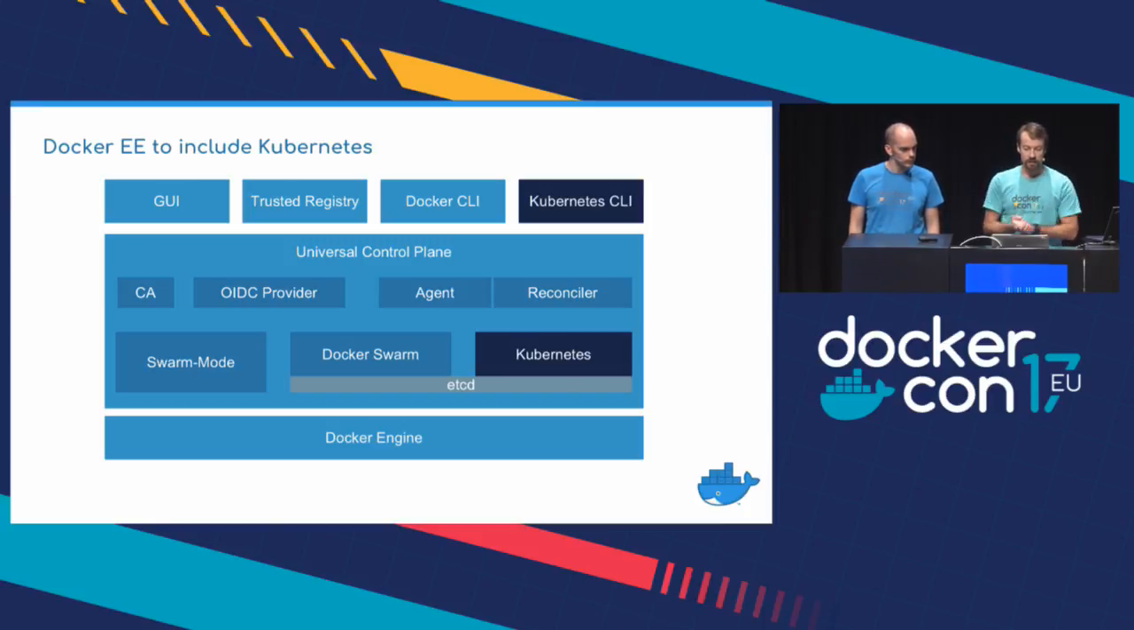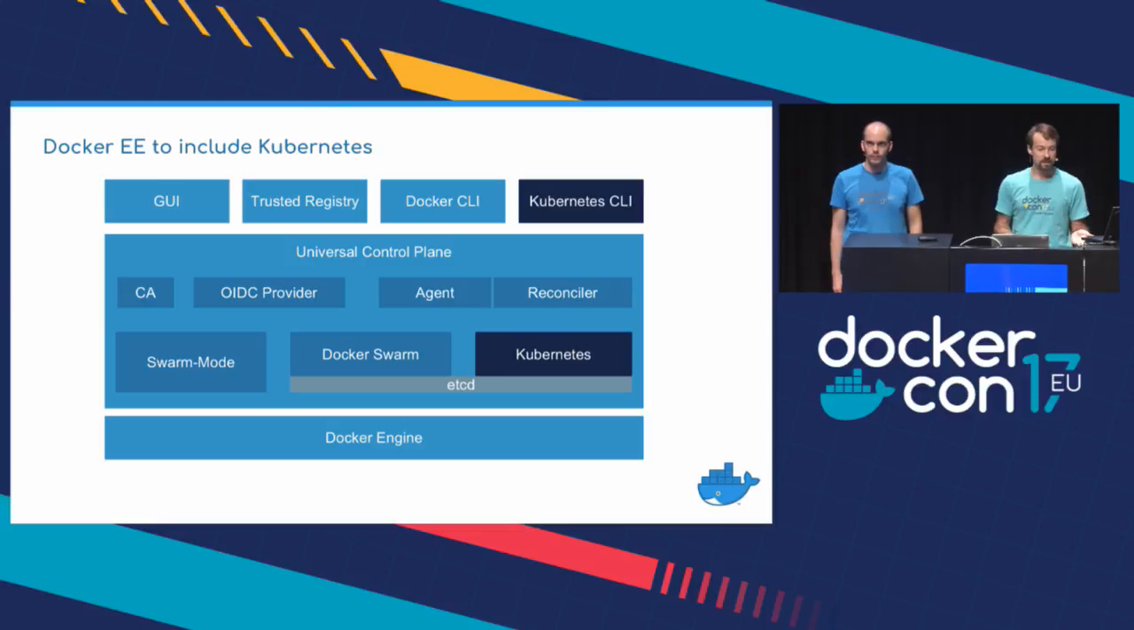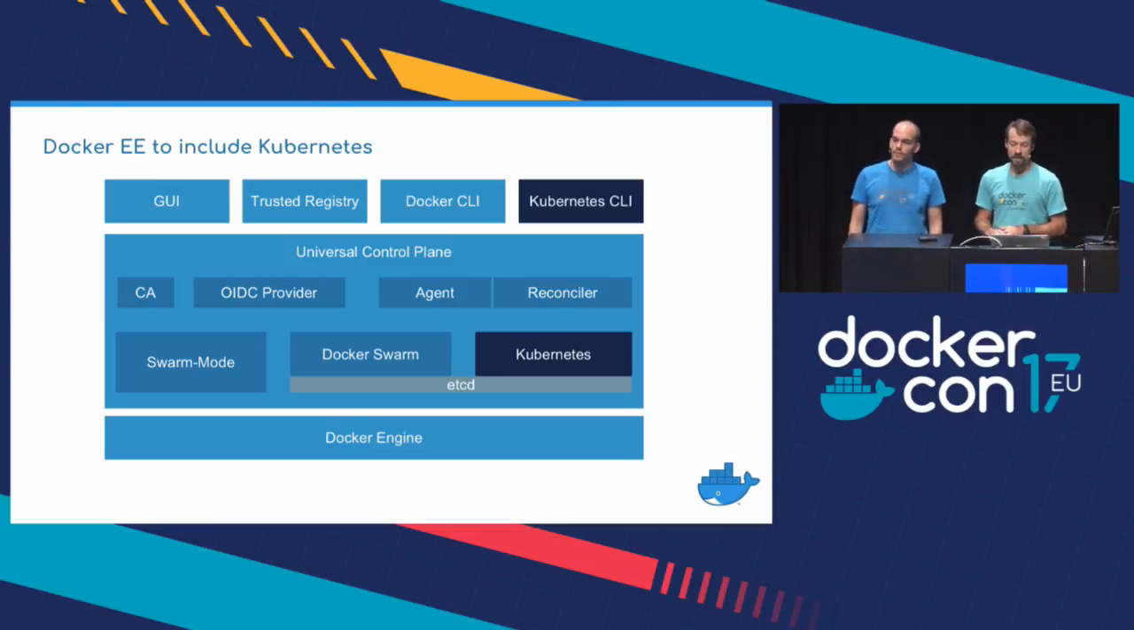Okay, let's talk about the top level components. We've got our graphical user interface that sits on top using the standard Docker APIs and Kubernetes APIs. We've also got the trusted registry, which implements many of the secure supply chain features of the platform. We've got the existing Docker CLI, which speaks the Docker API, and now we have support for the Kubernetes CLIs as well. We are using an unmodified version of Kubernetes.